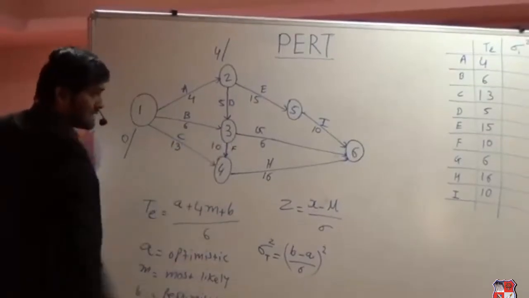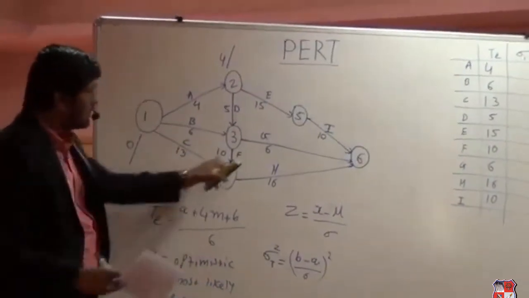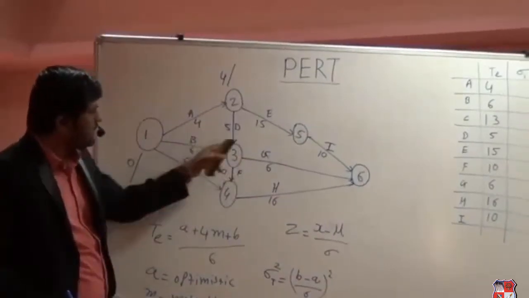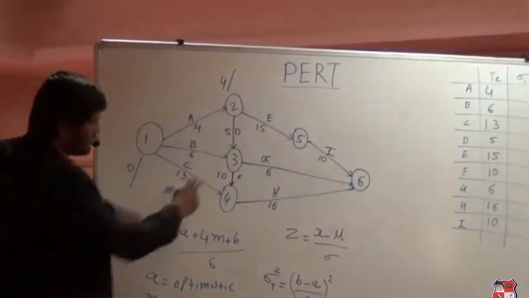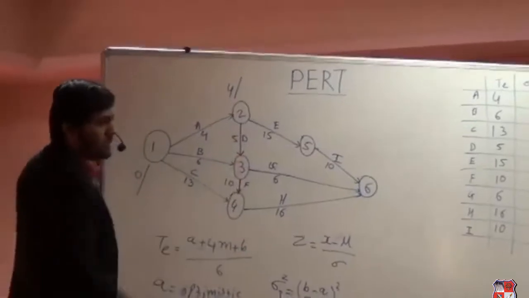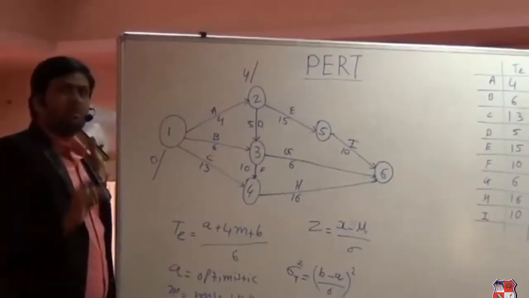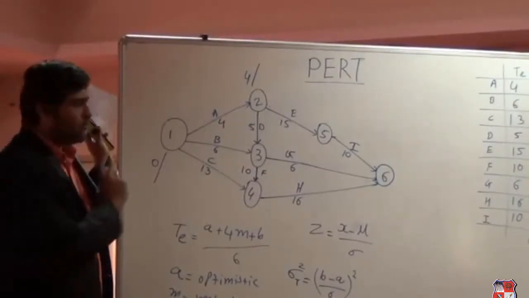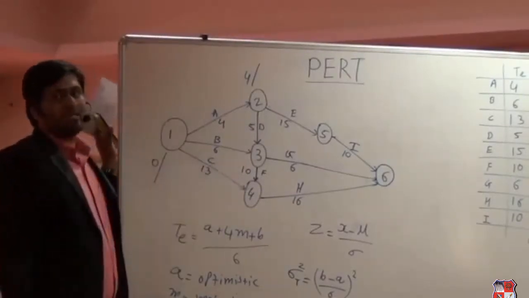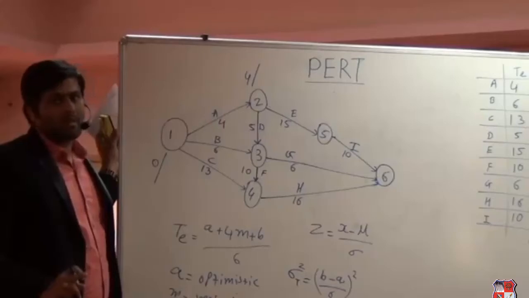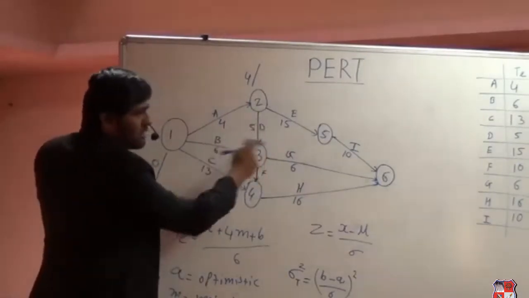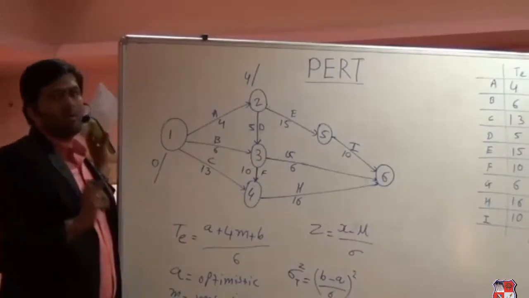So the answer is 6. But if we look at node number 3 carefully, this node has 2 incoming arrows. This is known as a merge event. Whenever there is a merge event, where 2 or more arrows are incoming in the forward path, we need to take the maximum value. Remember my friends, this node number 3 has 2 different arrows, so you are going to select the maximum value.